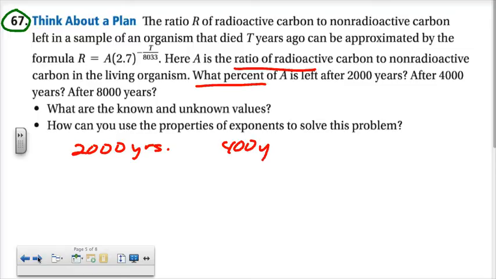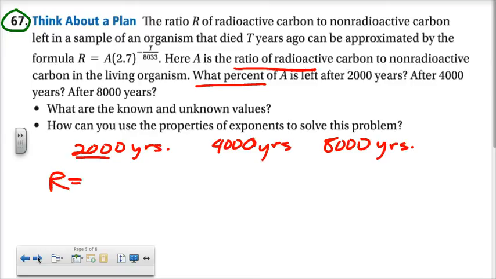4,000 years, and 8,000 years. All right, and then it has a couple of bullets to help us out here, but at first you're thinking, well, something's missing here. I don't have enough information because they're just giving me T. Well, that is what they're giving you.